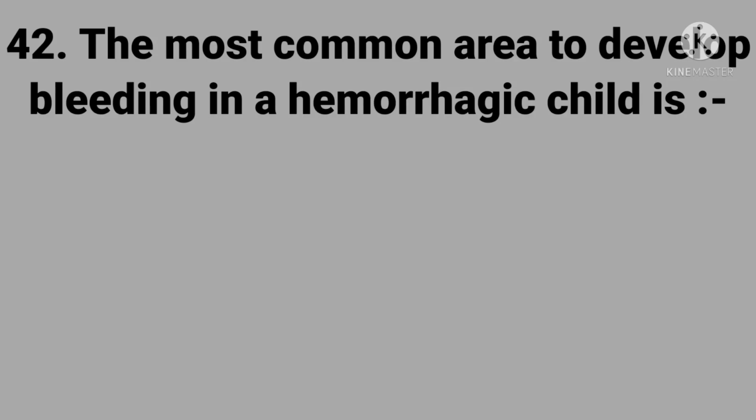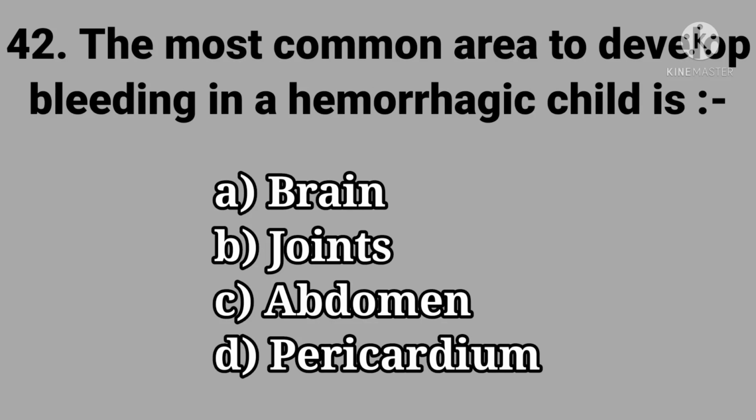The next question, the most common area to develop bleeding in the hemophilic child is. The options are brain, joints, abdomen and pericardium. And the answer is joints.